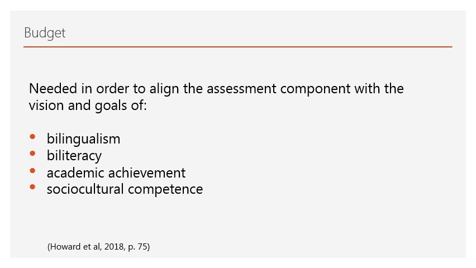The last point that our strand talked about was the availability of a budget. They said that it is important that a budget be available, and it is also required to allow the staff to align the assessment component with the visions and goals of bilingualism, biliteracy, academic achievement, and sociocultural competence, which are the main goals of a dual language program.